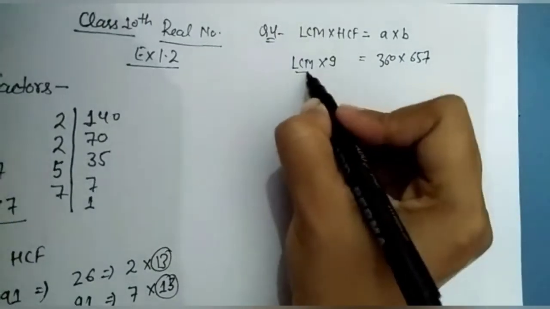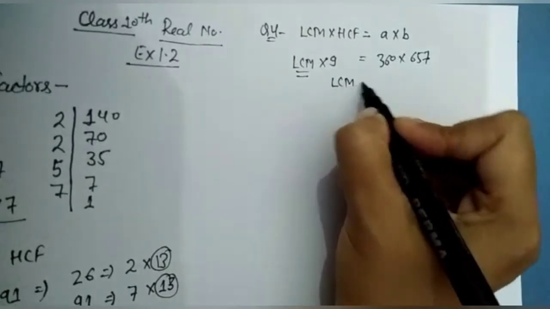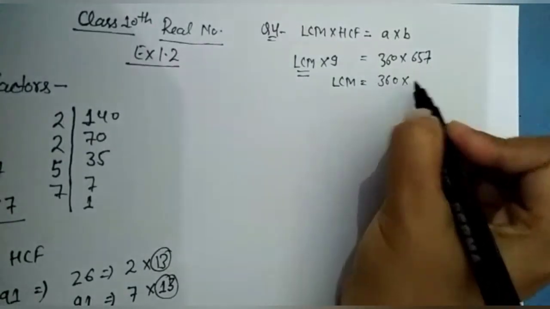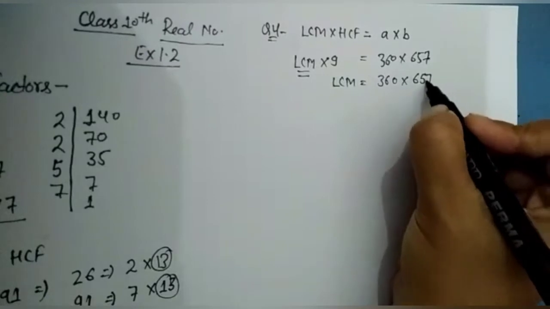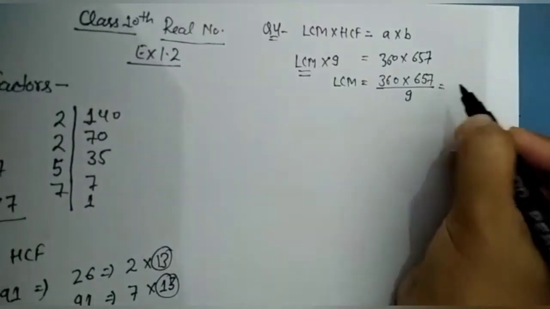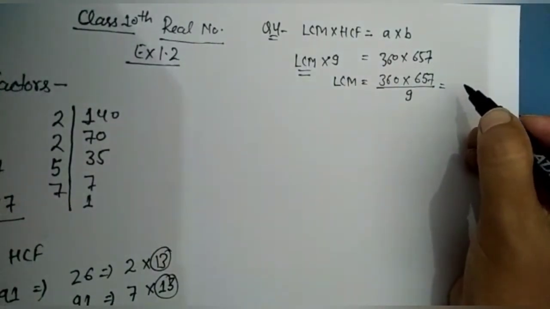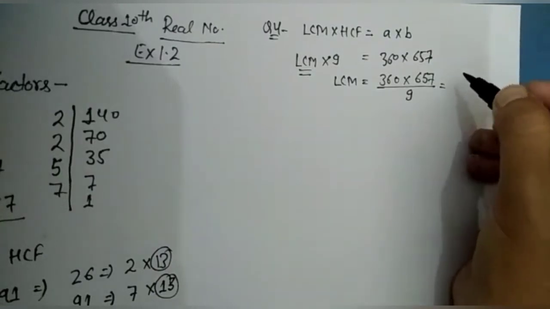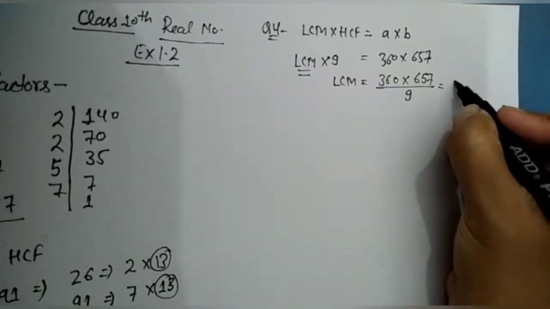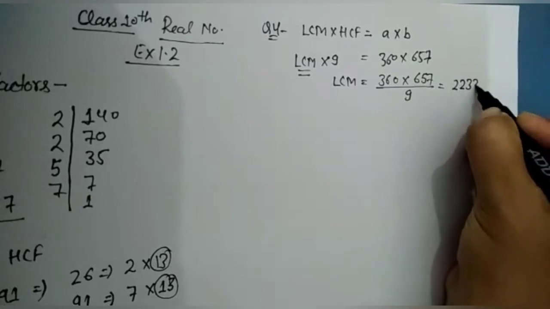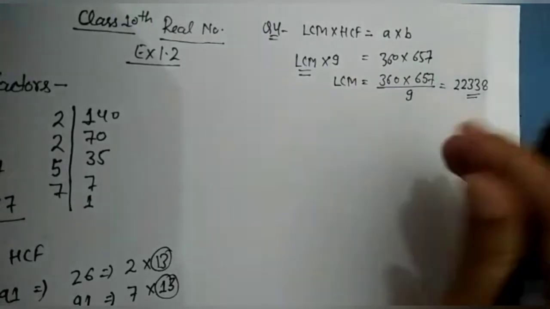You can find the LCM. LCM is equal to 306 into 657 upon 9. When you calculate this, you will get your LCM, that will be 22338. This will be our answer.